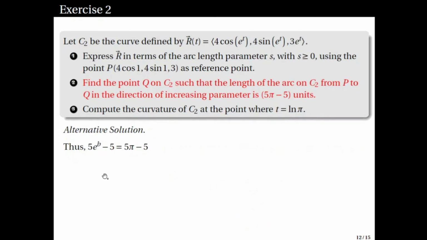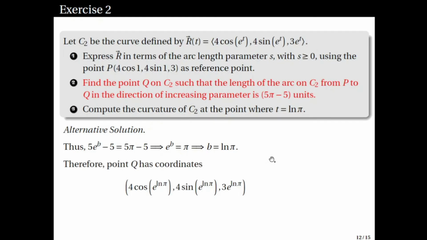So now we have that 5e to the b minus 5 is just equal to the arc length given, so 5 pi minus 5. You have e to the b equals pi, so we cancel out 5 and divide by 5, and you have b equals ln pi. So therefore, our point Q corresponds to t equals ln pi.